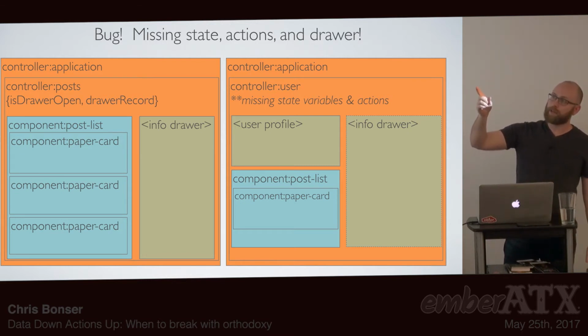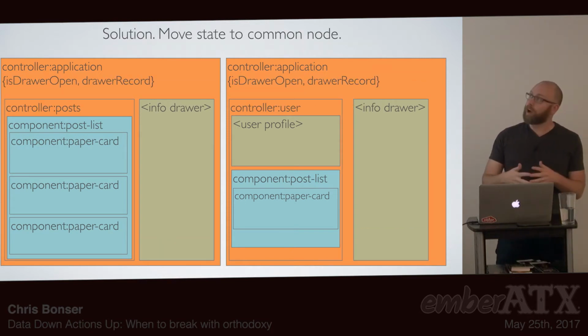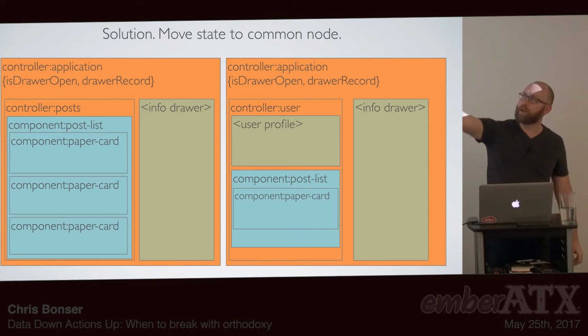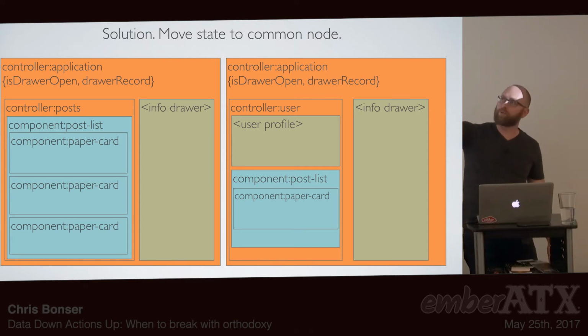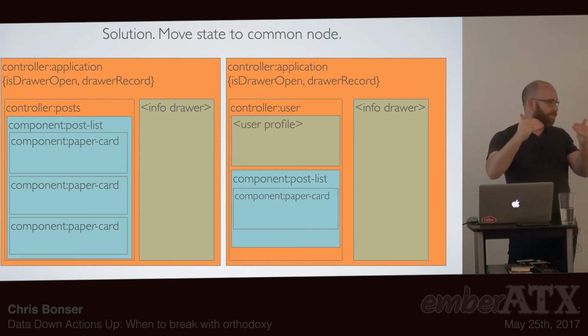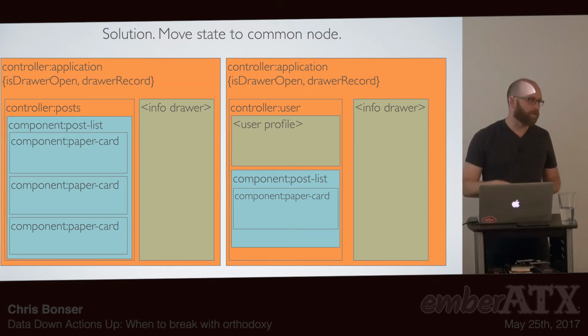So we're going to move to a common node or a common place in the hierarchy. So what we did here is, pulled the state up to the application route and controller and moved the rendering of the info drawer out of our post route into the application template. And so now all of the drawer stuff is at a common point in the hierarchy that can be shared between the post route and the user route.